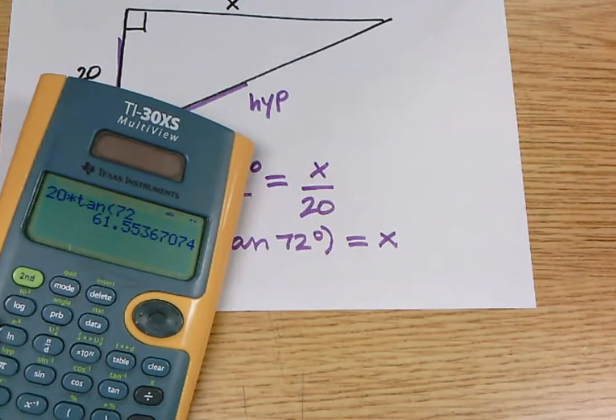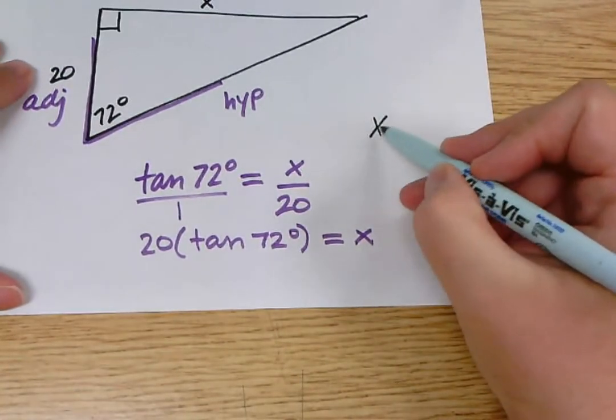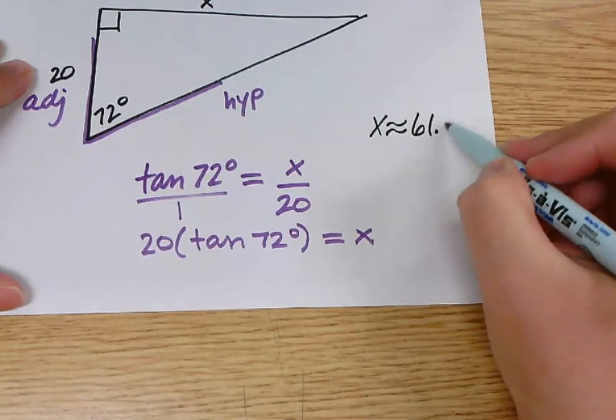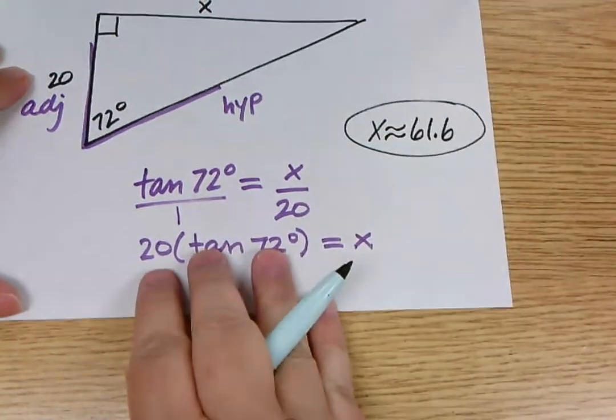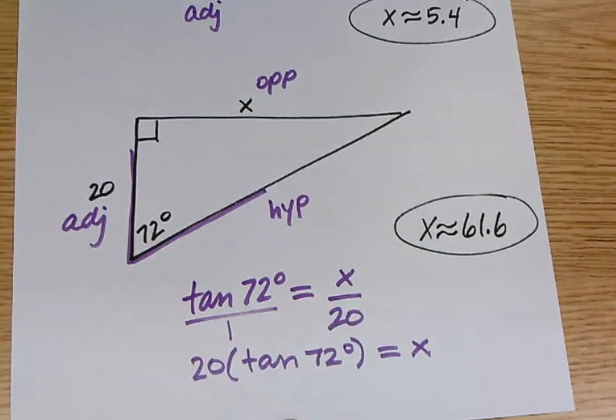61.55. So let's go with 61.6. So x is 61.6. Now, again, with the whole, does this make sense? Well, sides of a triangle always correspond to the angle across from them in terms of how big they are.